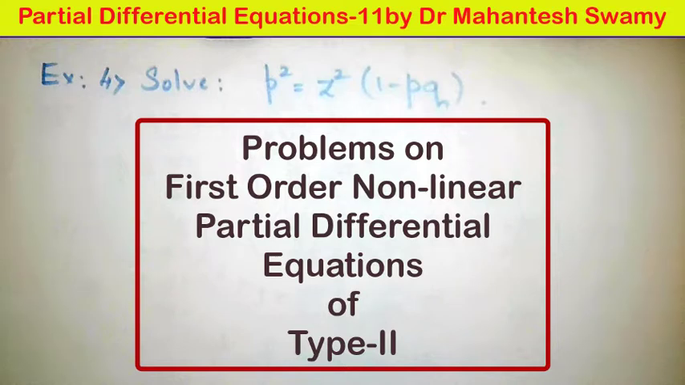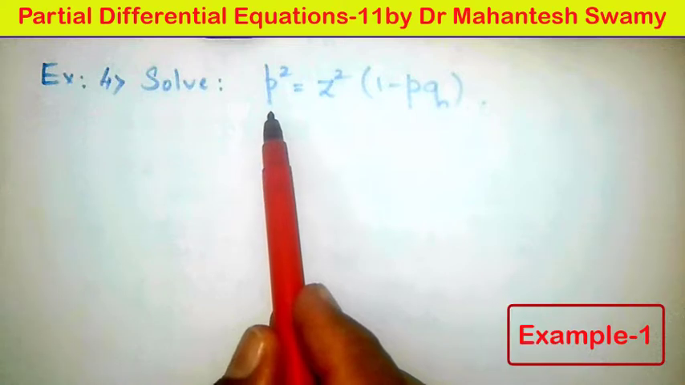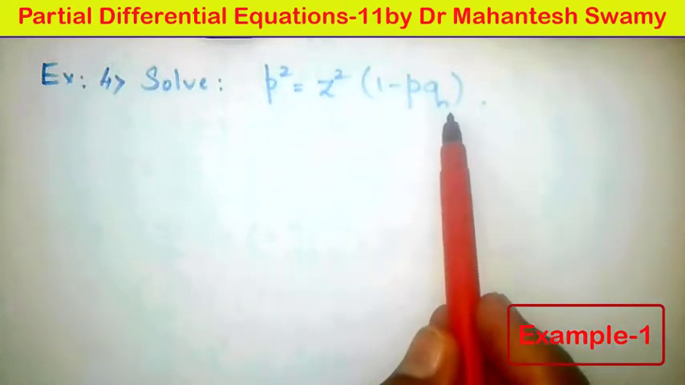Hello everyone. In this video we shall solve one more example on a non-linear first order partial differential equation of type 2. The given problem here is to solve the partial differential equation p squared equals z squared into bracket 1 minus p into q.